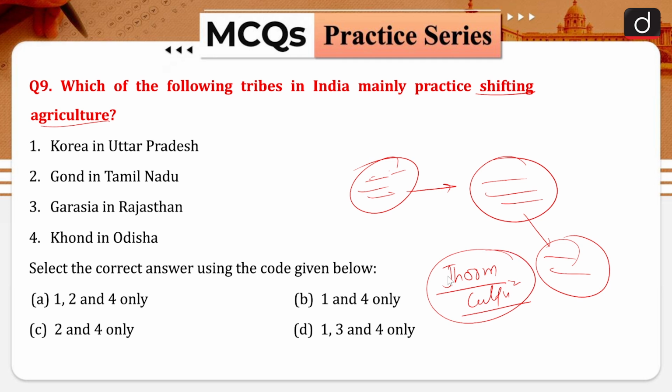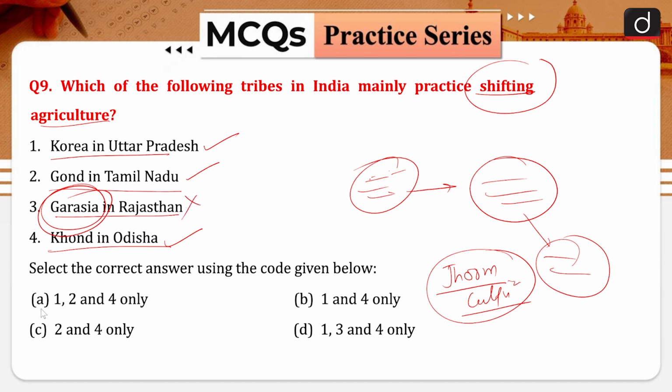Okay. Now Korea in Uttar Pradesh, Gond in Tamil Nadu, Gracia in Rajasthan, and Kond in Odisha. So when we are talking about this shifting cultivation, Kond, Korea, Gond and Khond, these are going for the shifting cultivation. When we are talking about the Gracias, these are hunters and gatherers. Okay, they go for hunting, fishing, etc. So this is incorrect. 1, 2 and 4 would be your right answer.